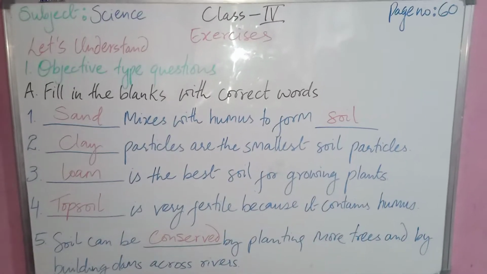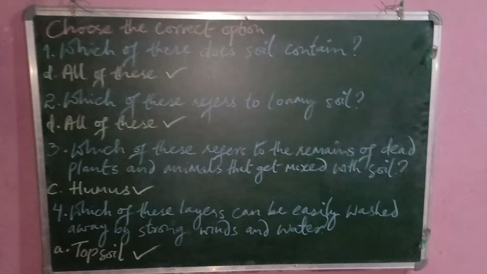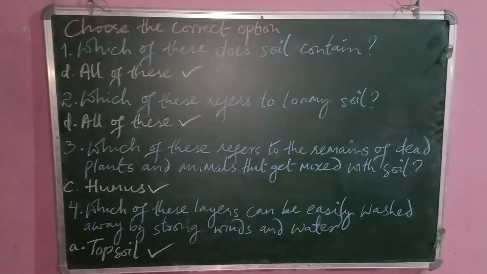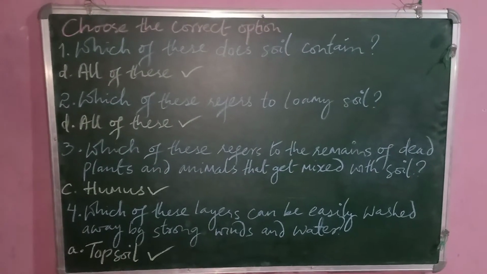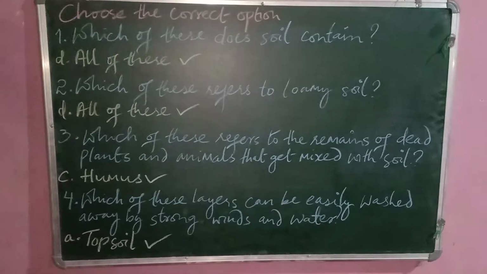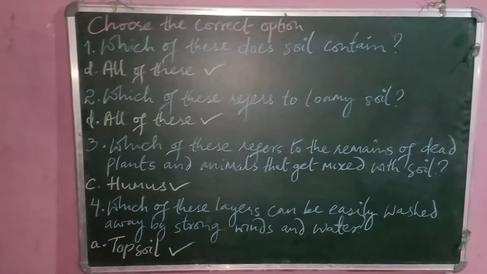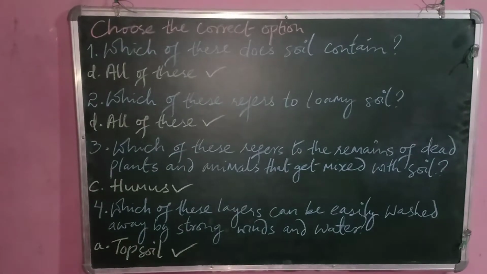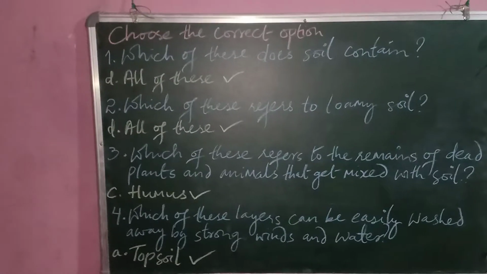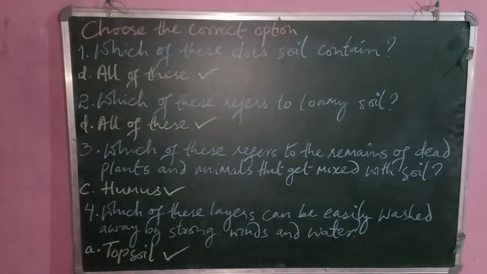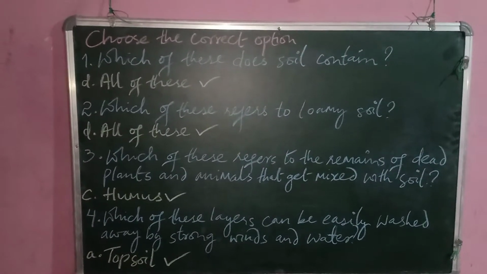So moving on with the next question. So let's begin with question B. Choose the correct option among given options. So the first question says, which of these does soil contain? Your options are A, sand, B, remains of dead plants and animals, C, minerals, and D, all of this. So obviously option D is the correct answer, all of this.